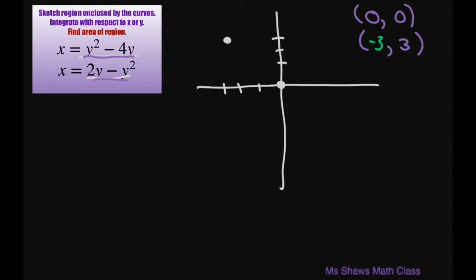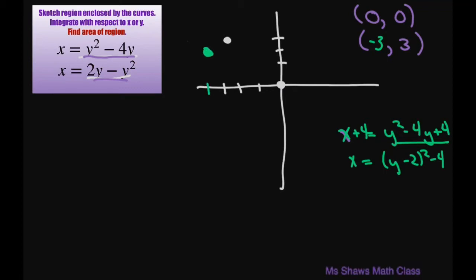So let's complete the square. We have x equals y squared minus 4y. Complete the square, you add 4 to both sides. And this is going to give you x equals, condense this to (y minus 2) squared minus 4. So your vertex is going to be at y is 2, x is at negative 4. So right about there.